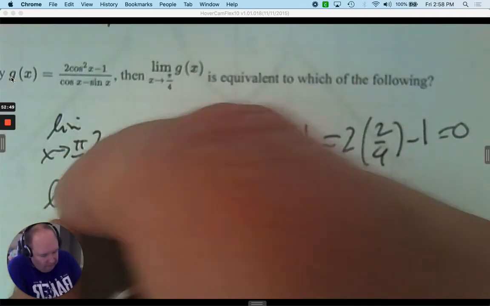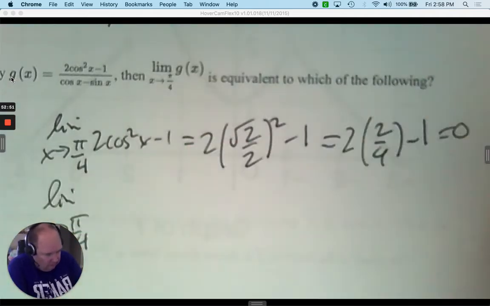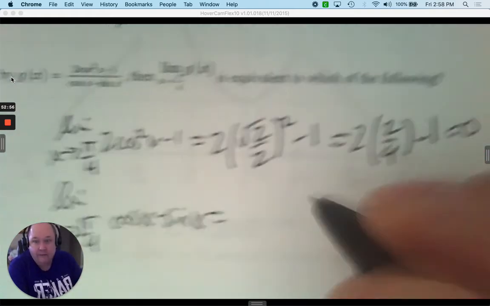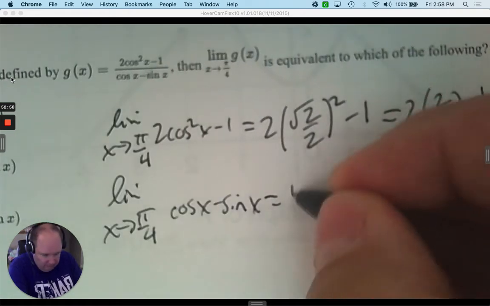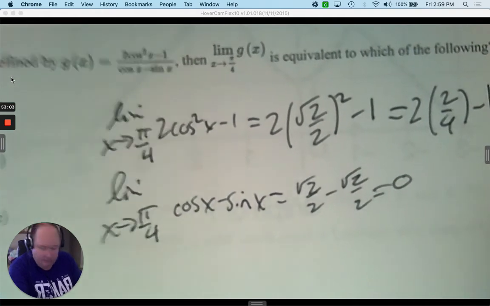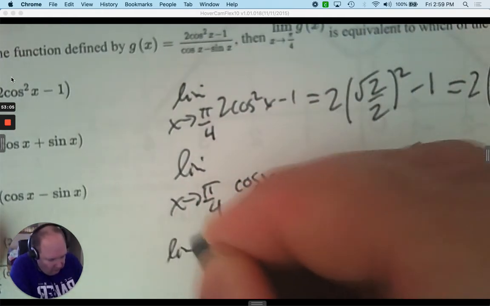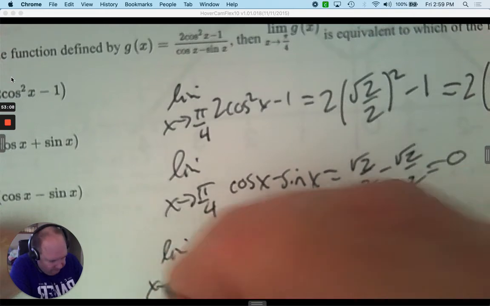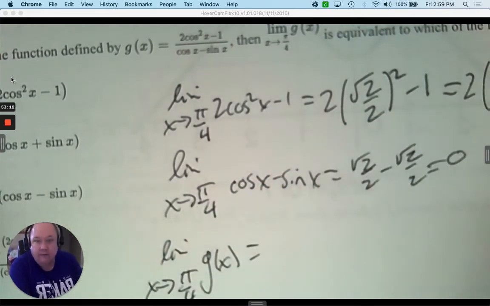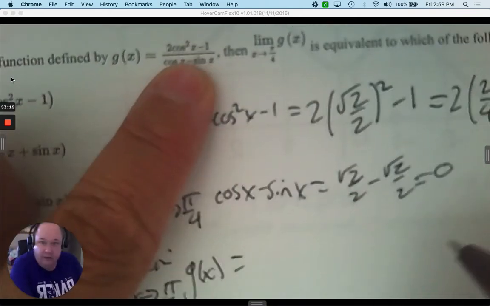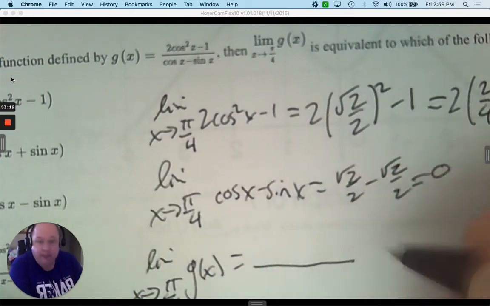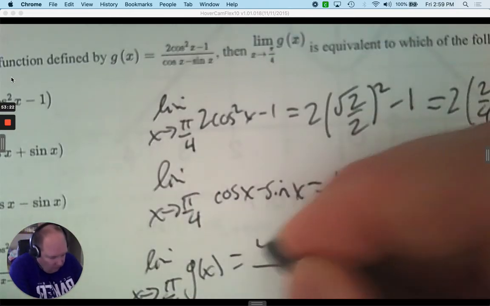If I do the same thing to the denominator, that's cosine x subtract sine x. Again, at pi over 4, it's root 2 over 2. Both of them are root 2 over 2, so it is indeterminate. So now we can do L'Hopital's rule by taking the derivative of g at x. So the derivative of the top, think of that as squared. So 2 times 2. So 2 times 2 is 4.